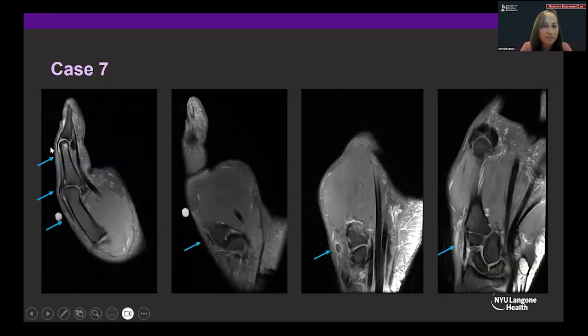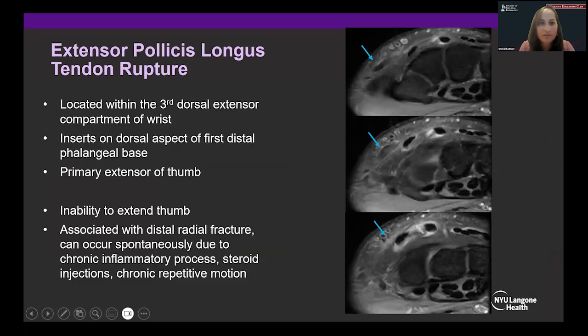And here we have, so this is actually the extensor pollicis longus tendon. So here we can see the extensor pollicis longus tendon inserting on the base of the distal phalanx. And then as we go proximally, we still see some tendon fibers. And then right here, we see that the tendon is hyperintense, irregular, with fluid surrounding it. And then we lose it at the level of the carpal bones. So this is extensor pollicis longus tendon rupture.